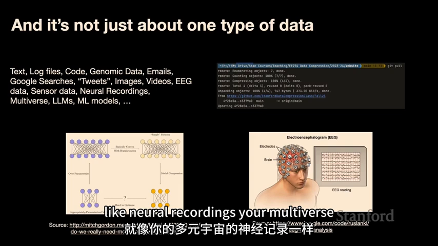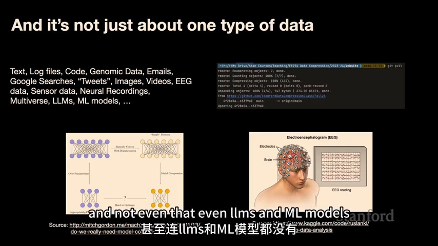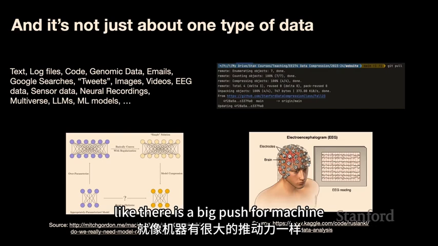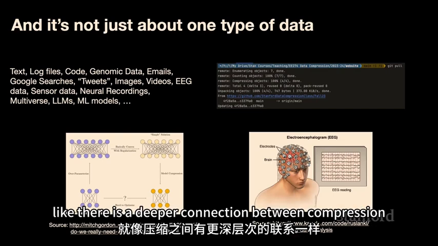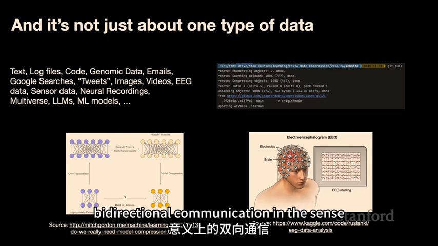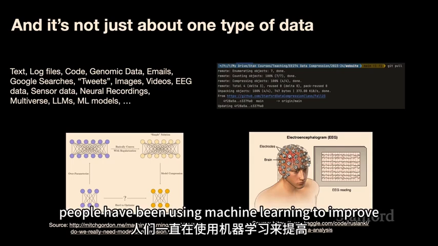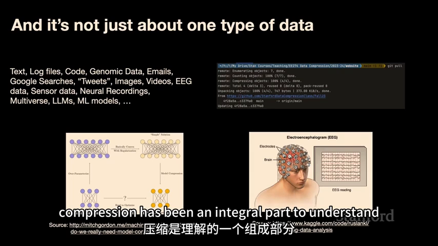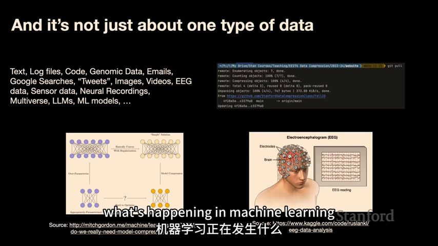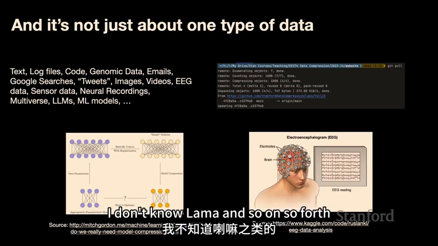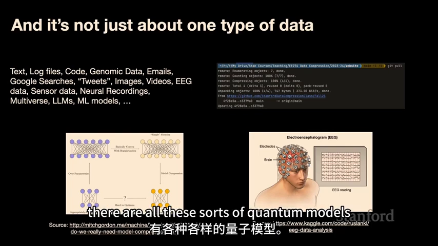Like neural recordings, your multiverse, and not even that, even LLMs and ML models. So if you care about machine learning, there is a big push, there is a deeper connection between compression and machine learning models. And there is bidirectional communication, in the sense that people have been using machine learning to improve compression. But not only that, compression has been an integral part of understanding what's happening in machine learning. So if you are aware of what's happening with, maybe, Llama and so on and so forth, you would also know there are all these sorts of quantized models.